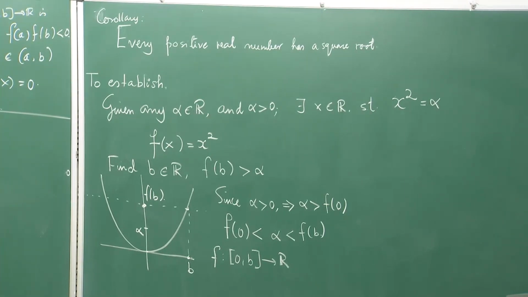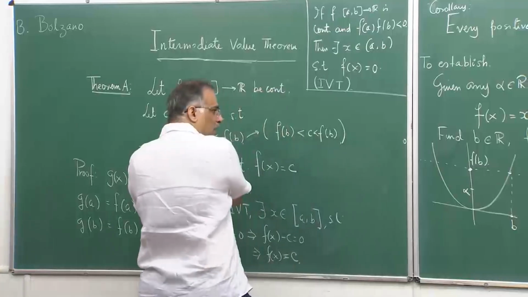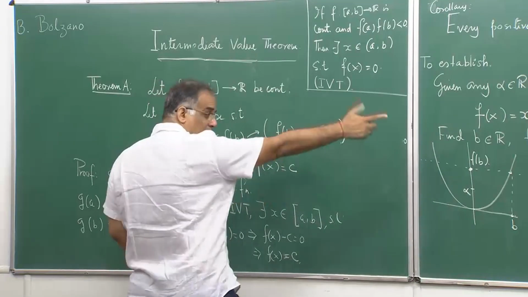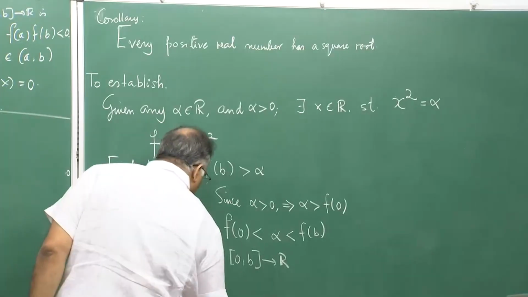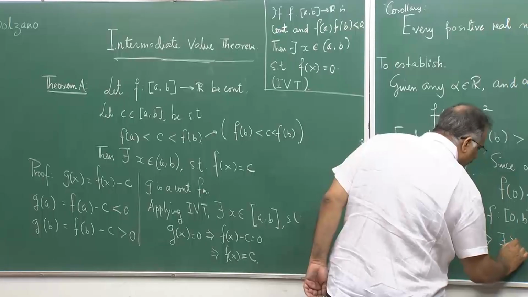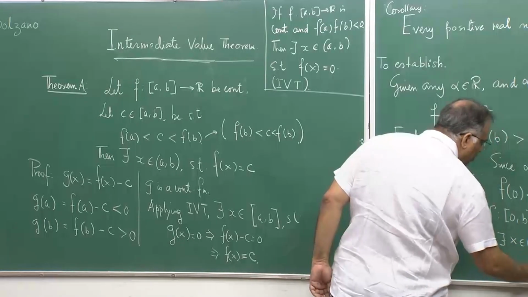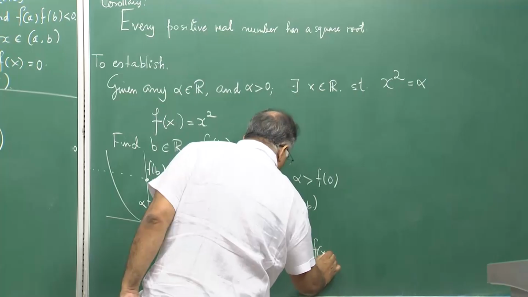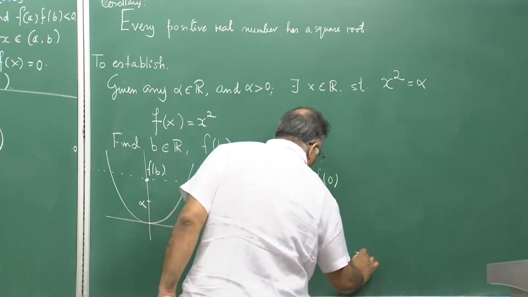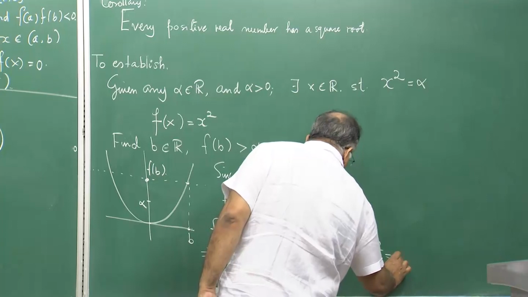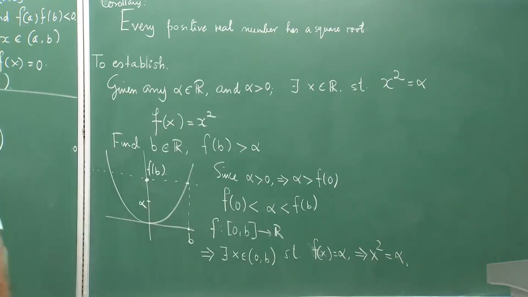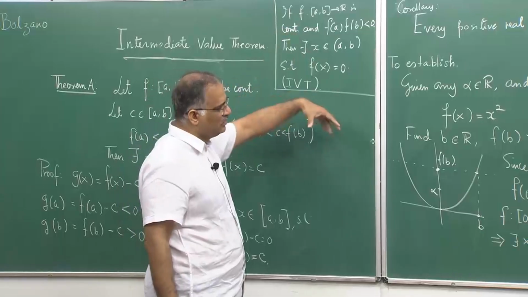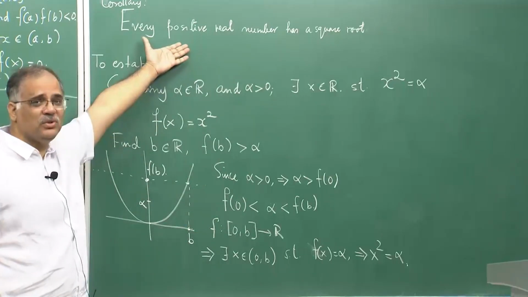Now, once I know that, I can just apply what I have learnt here, with a equal to 0 and b equal to b, the same b. So, this would imply that there exists an x in the open interval (0, b) such that f(x) is equal to alpha, and this obviously implies x square equal to alpha. So, you see how beautiful mathematics is, that a so-called advanced idea is actually needed to prove something which looks very obvious to you.